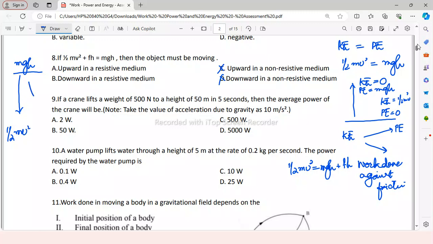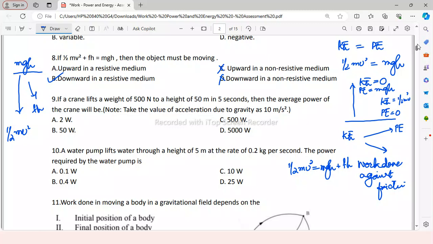Some of it will be converted into kinetic energy and some will be utilized to do work against the force of friction. So in this case, we'd say this exact equation, that is mgh equals half mv square plus Fh. I believe now you'd be able to answer this question. Object is moving downward and in a resistive medium.